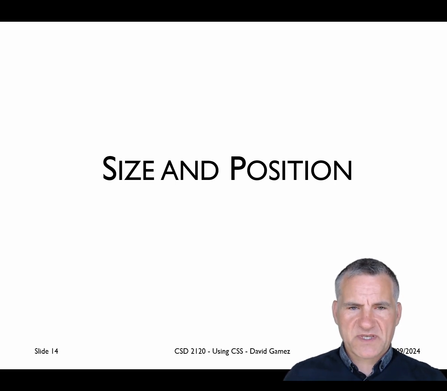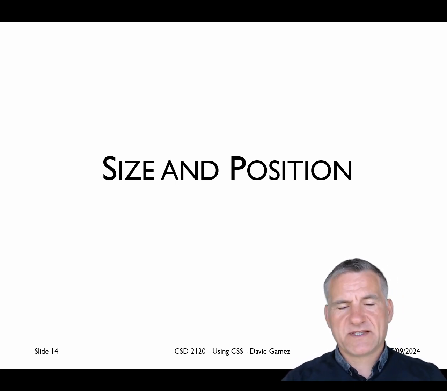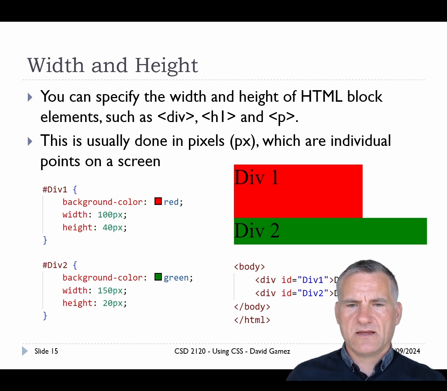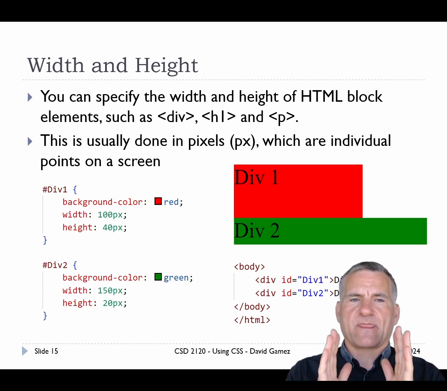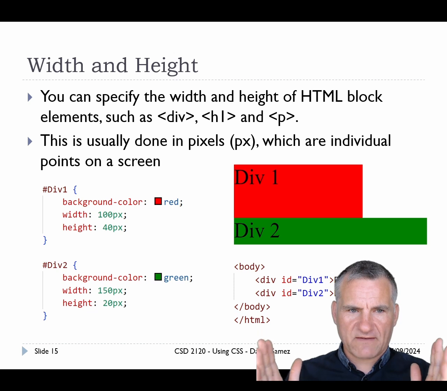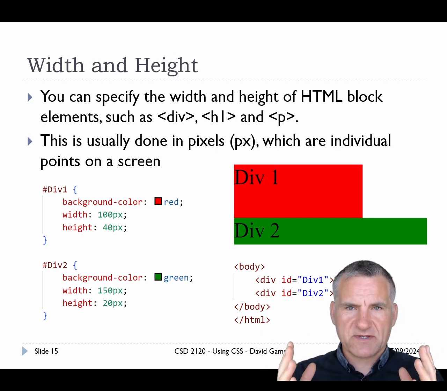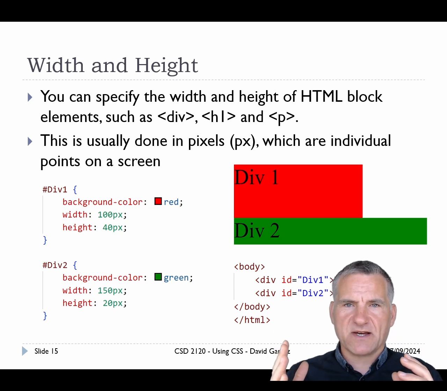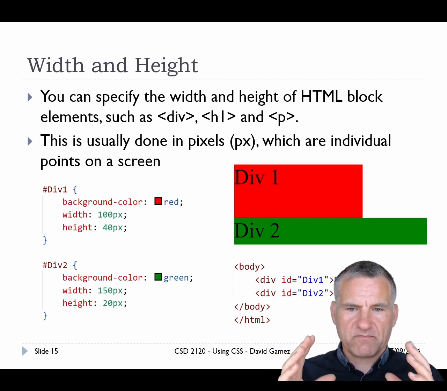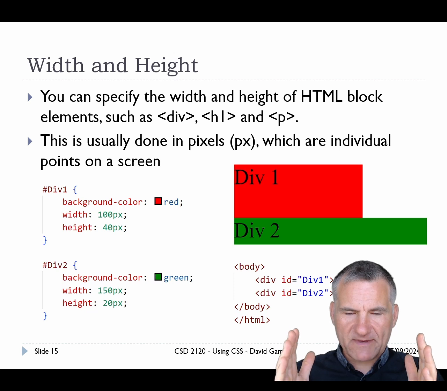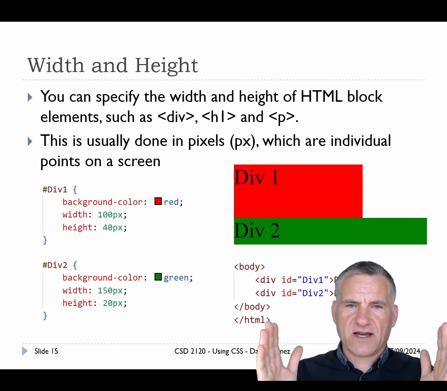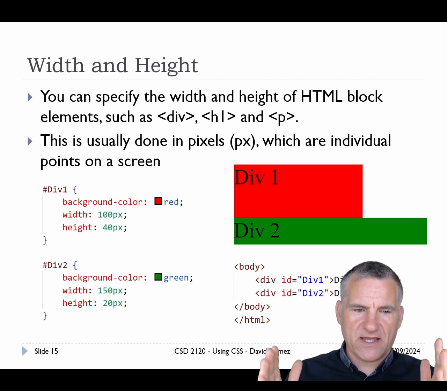Now onto some slightly more complicated stuff, which is size and position, yeah? So an HTML element can have a certain width, can have a certain height, as long as it's a block element. So you can't do this with a span, because it doesn't have the return mark after it, but you can certainly do it with blocks. So you have these blocks of elements, and you can change their width and height, and you can put them in different places on the page, yeah?